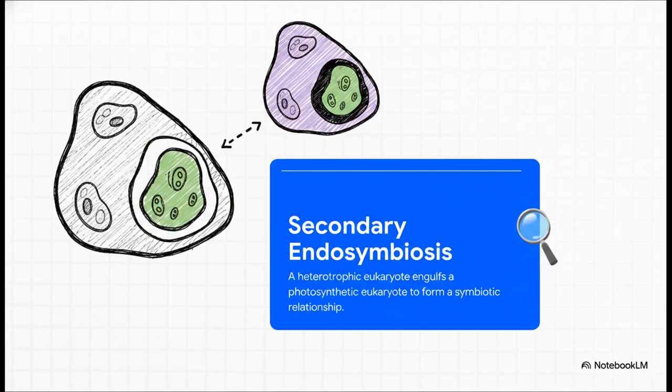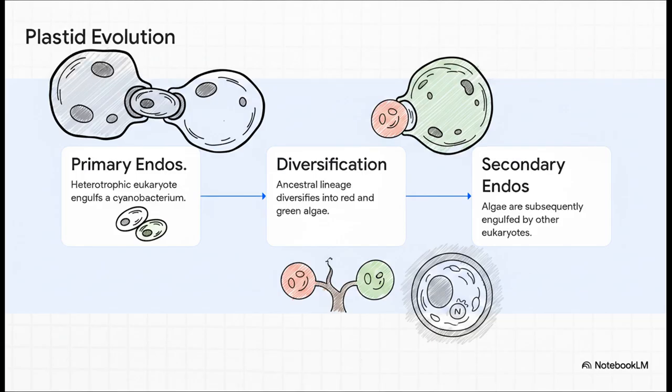Primary endosymbiosis gave us the first plastids when a eukaryote engulfed a cyanobacterium. But secondary endosymbiosis, that is like molecular inception. It's a heterotrophic eukaryote engulfing a photosynthetic eukaryote that already has an endosymbiont inside it. By tracking these exact steps, molecular biologists found undeniable proof hiding right inside modern cells.